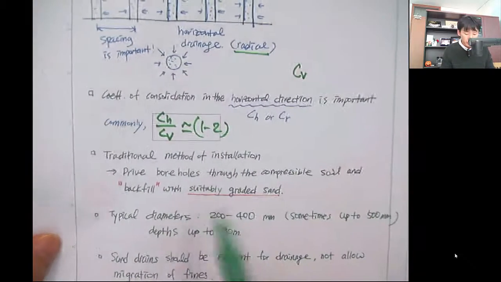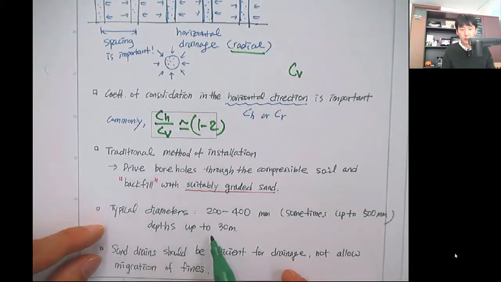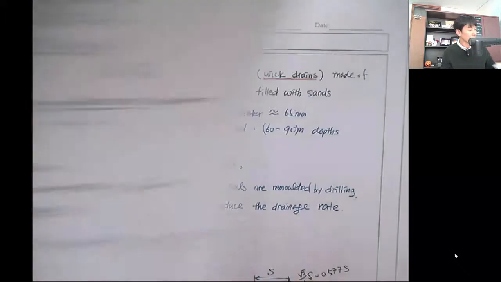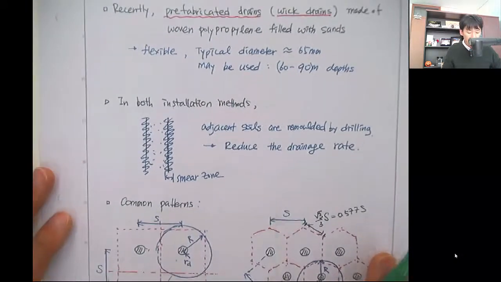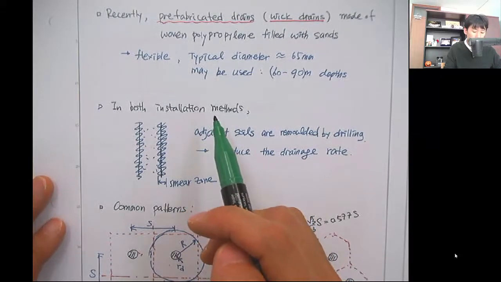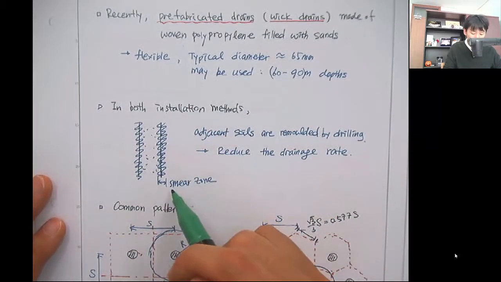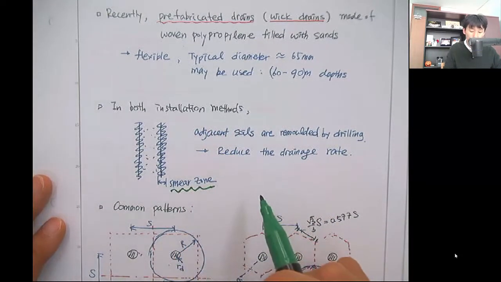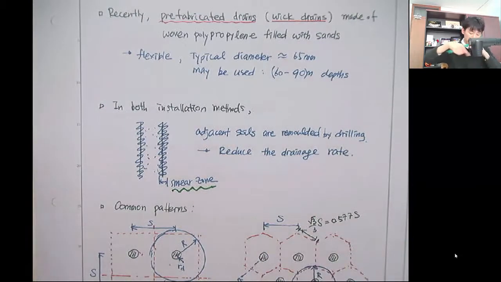But in the sand drains, the typical depth is up to 30 meters. But in both installations, whether you use the prefabricated drains or sand drains, there are always some problems with the smear zones, because when you drill it, you're disturbing the soil at the wall of the drill hole.